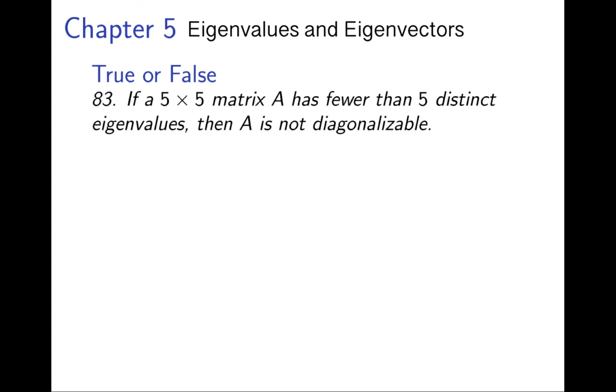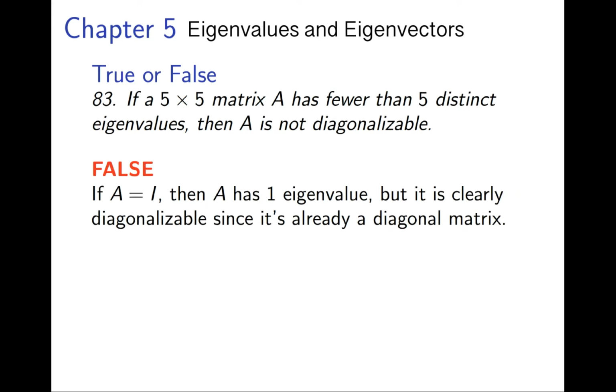Number 83. If a 5 by 5 matrix A has fewer than 5 distinct eigenvalues, then A is not diagonalizable. Well, this is false. You could take A to be the identity matrix. And the identity matrix is a diagonal matrix, so it's clearly diagonalizable. And it has only one eigenvalue, and that's 1.